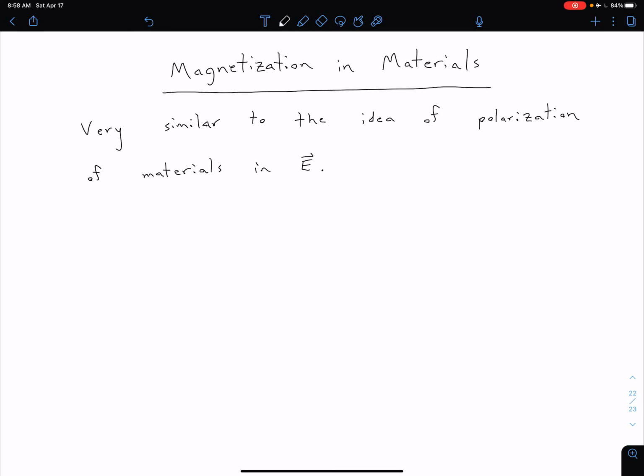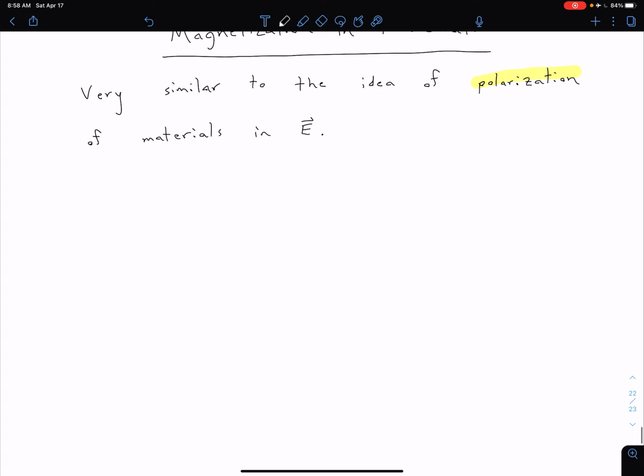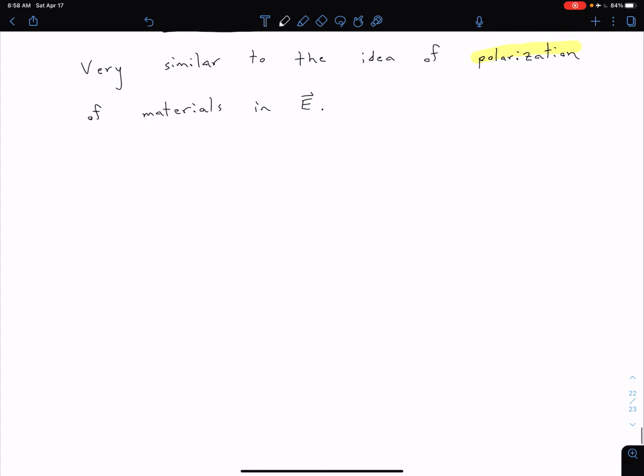We're now going to look at magnetization in materials, and the basic idea here is very similar to polarization of materials in an electric field. And so we're going to take the same sort of basic approach by looking at just a simple atom with a nucleus and electrons around it. So what we know is that in an atom, we have electrons which are moving around the atom, around the nucleus.